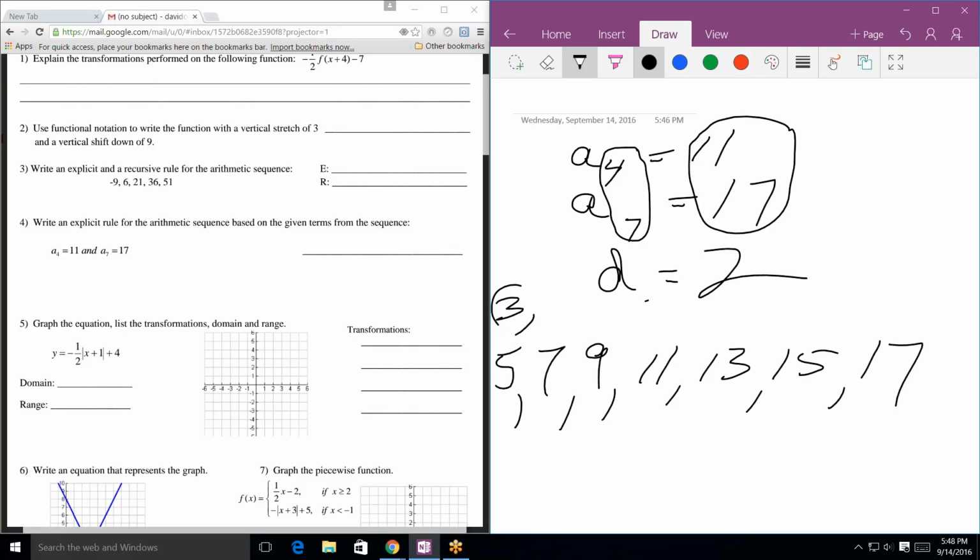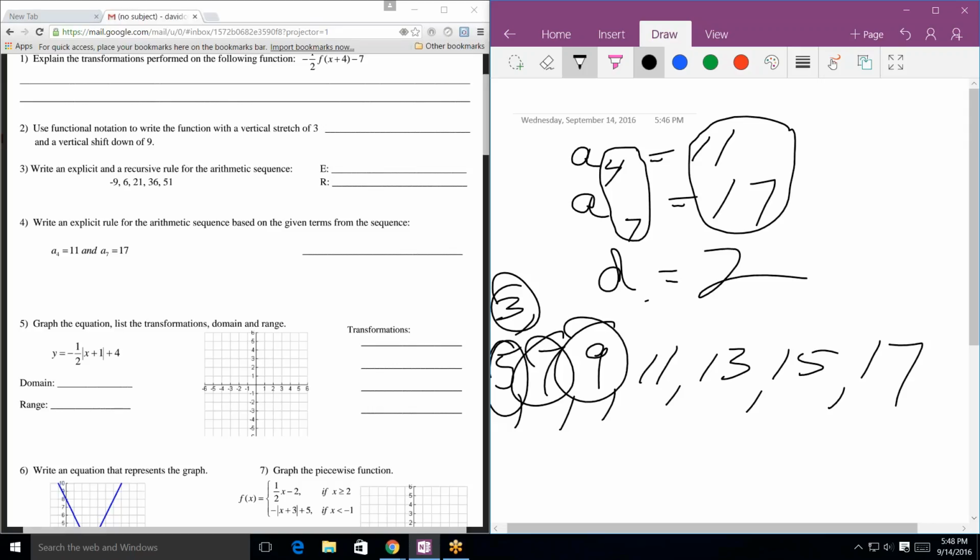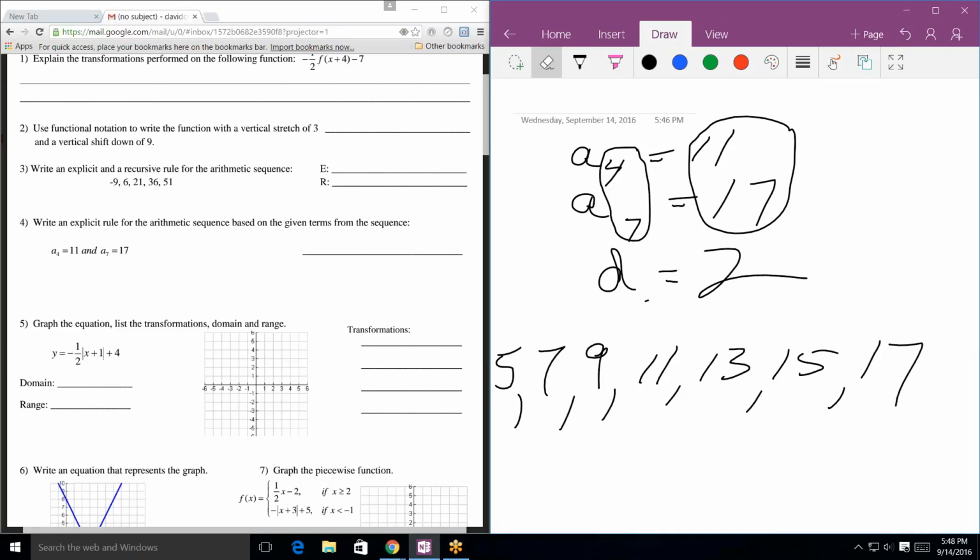In other words, this is the first term, second term, third term, fourth term. Whoops, I got it backwards. There's no 3. Let's erase that. So this is first term, second term, third term, fourth term, fifth, sixth, and seventh. And that fits the information they gave us. And I guess you can always do it that way.